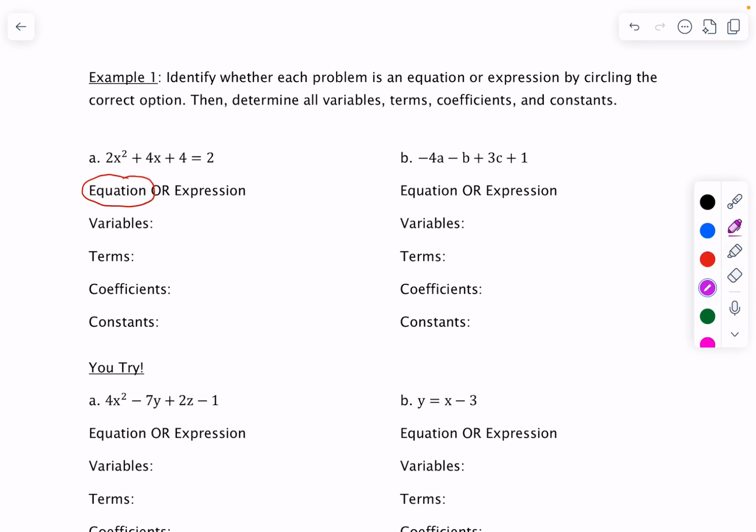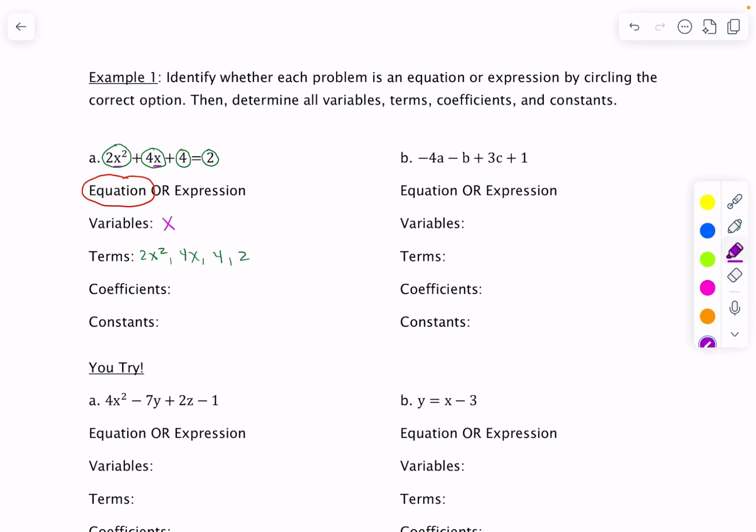My variables are x and x, so I just have one variable of x. My terms are all of the coefficients and variables separated by plus or minus signs. So that right there is a term, 4x is a term, 4 is a term, and 2 is a term. So I have 2x squared, 4x, 4, and 2.